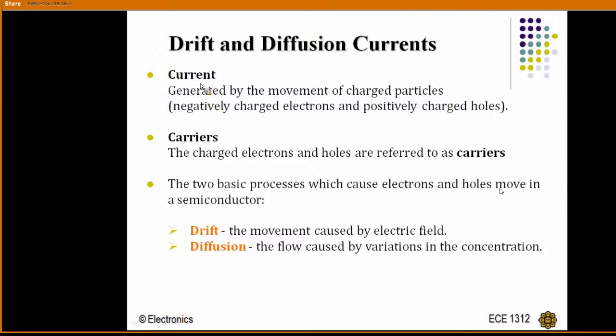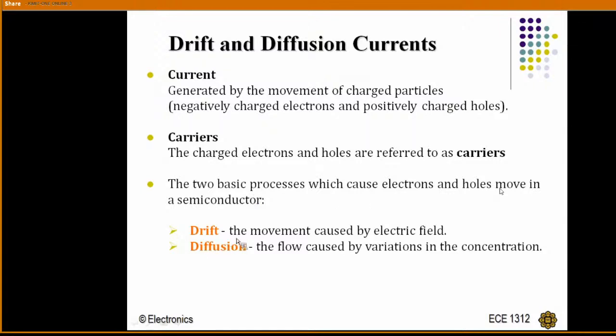What is a current basically? It is generated by the movement of charged particles. What is a charged particle? Electron or hole. If an electron is moving from one place to another place, it will constitute a current. Or if a hole is moving from one place to another place, it will constitute hole current. Movement of any charged particle, negative or positive, will constitute a current. Already I told you, the charged electrons and holes are the carriers. There are two types of currents.